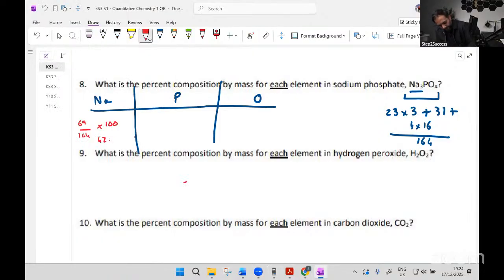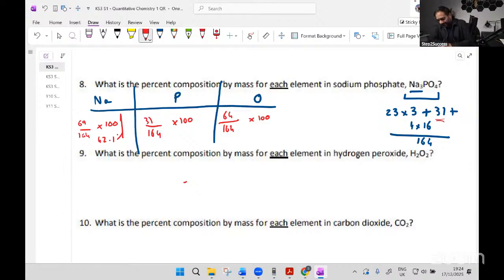42.1%. Then you do the same thing with the P. How much of that 164 came from the P? That was just this 31. So it's 31 out of 164 times 100. Then you do the same thing with the oxygen. How much of this came from oxygen? That was 4 times 16, which is 64 out of the total. That's why you needed the total in all of these questions, times 100. So that's the calculation you do for all of those.